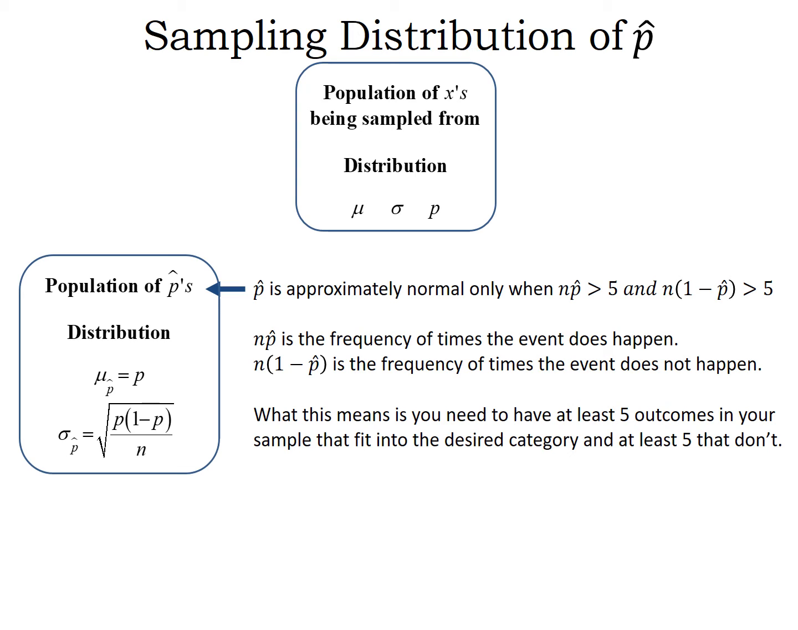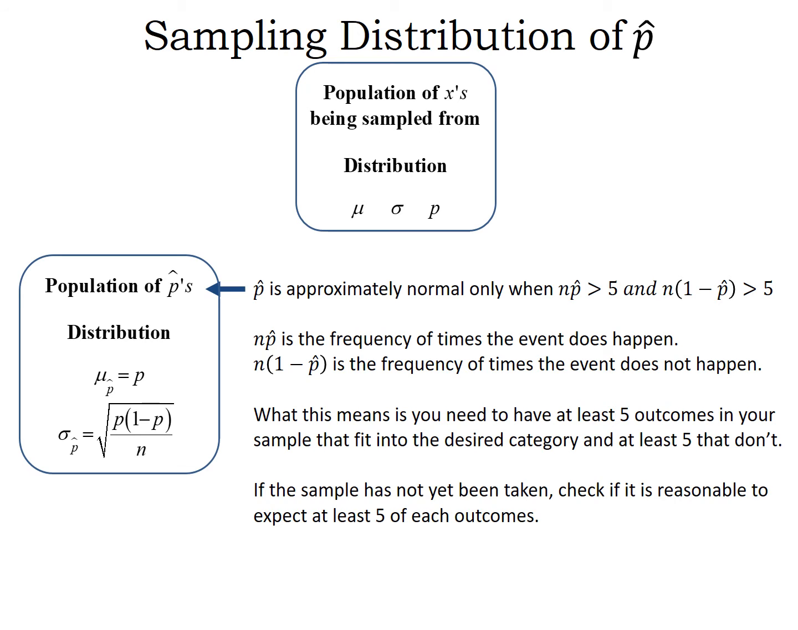The problem is we often want to know the distribution of p hat before we've collected the sample. Right? We want to know what are the chances that p hat does something. Now, if you haven't collected the sample yet, you don't know what p hat is, so you don't know what n times p hat is going to be. So that's where our expectation discussion from a few minutes ago comes in. If you haven't collected the sample yet, you don't know if you have at least 5 that are and 5 that are not in your category. So you have to see if it's reasonable to think that it will likely happen.